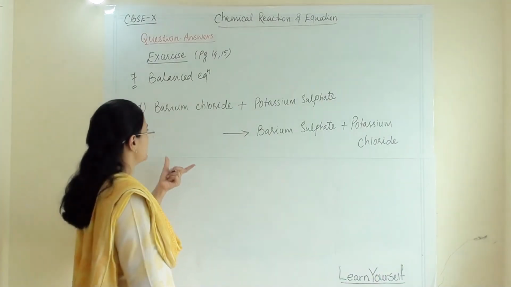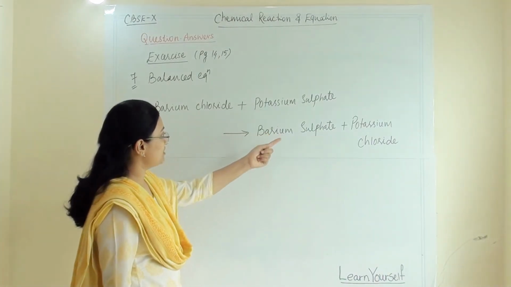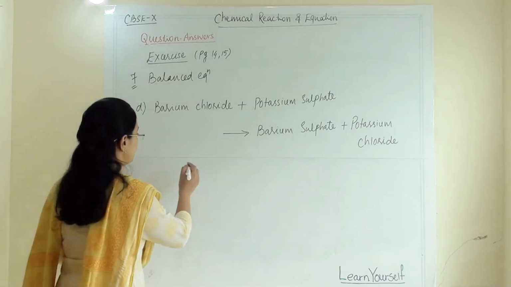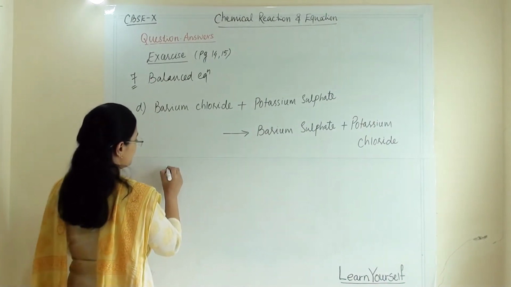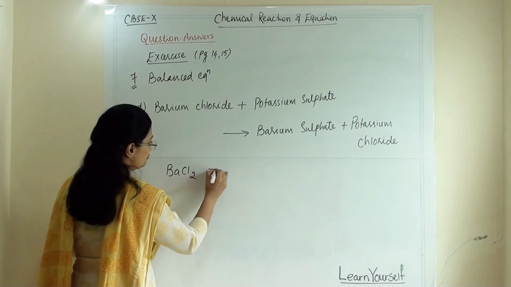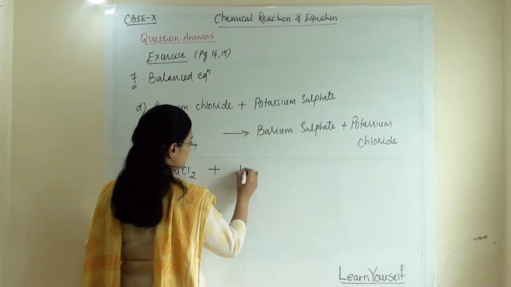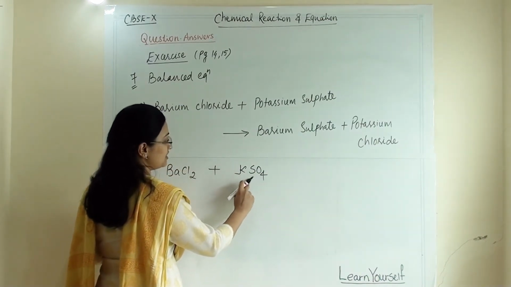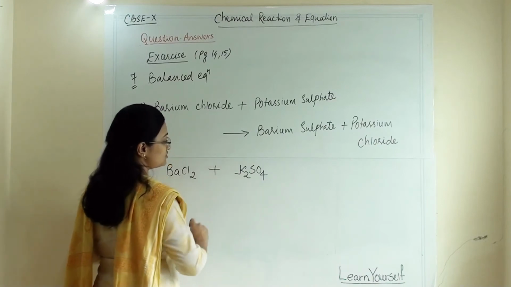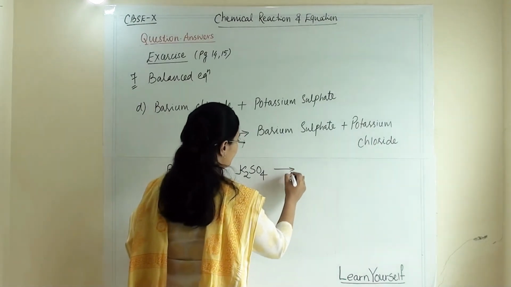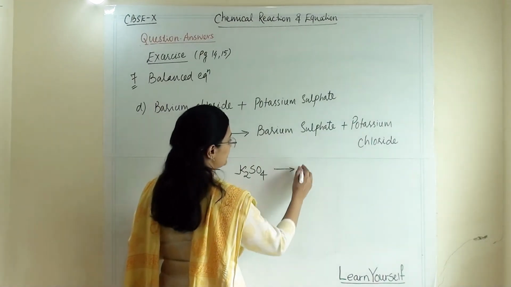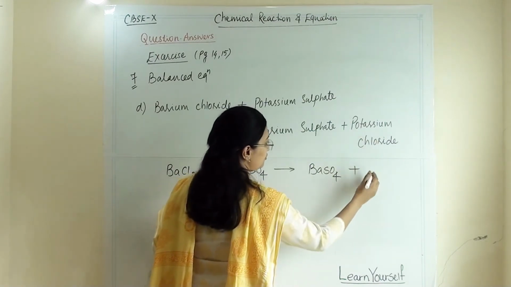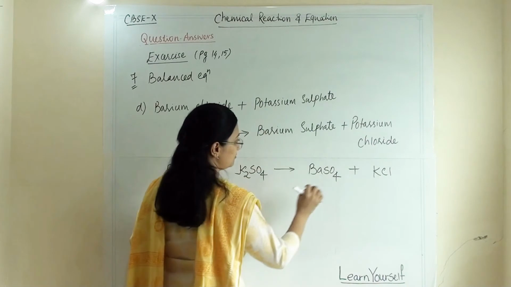Next equation is barium chloride plus potassium sulfate will give us barium sulfate and potassium chloride. Let us write this equation. Barium chloride is BaCl2, plus potassium sulfate. This is potassium, this is sulfate, KSO4. Now sulfate's combining capacity is 2, so it is going to be K2SO4. Then barium sulfate, BaSO4, plus potassium chloride, KCl.